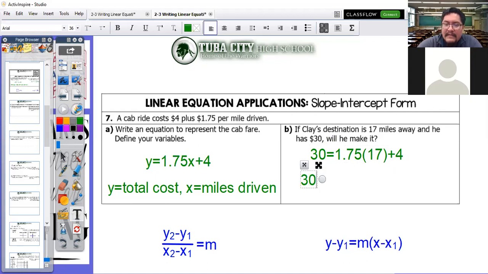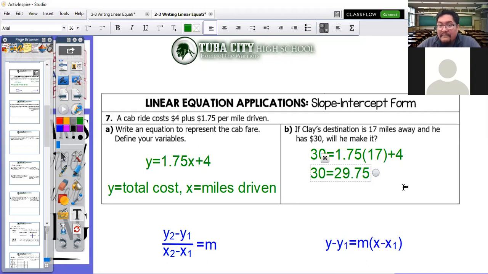So 30 equals, and then here we have 17 times 1.75, $1.75, because it's $1.75 per each mile, and that's going to be $29.75.